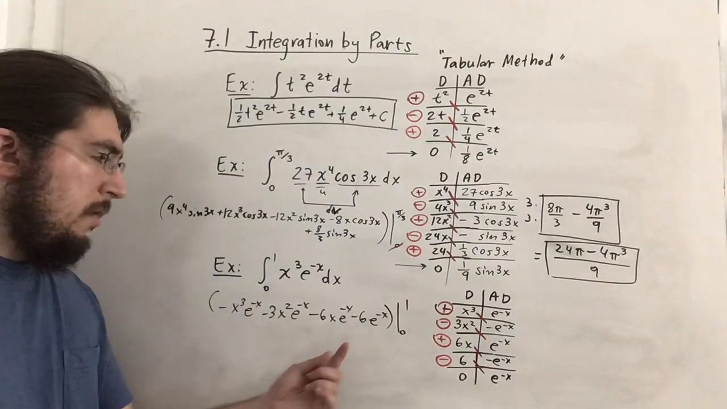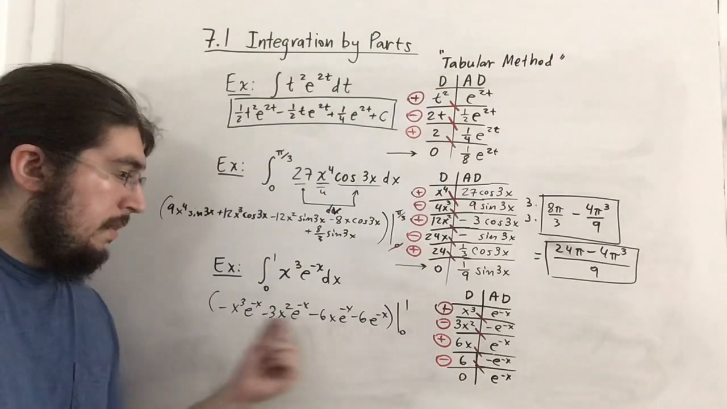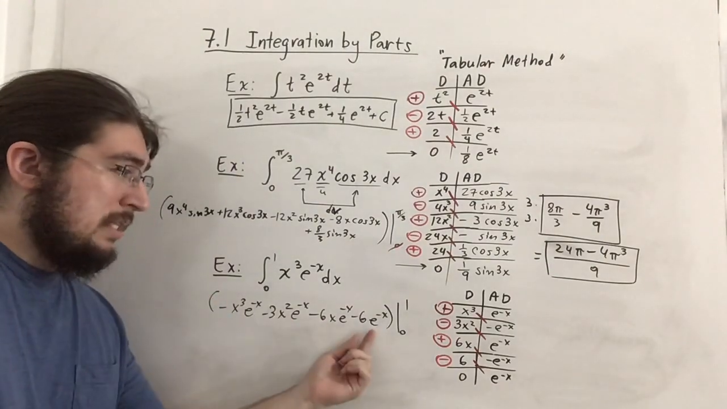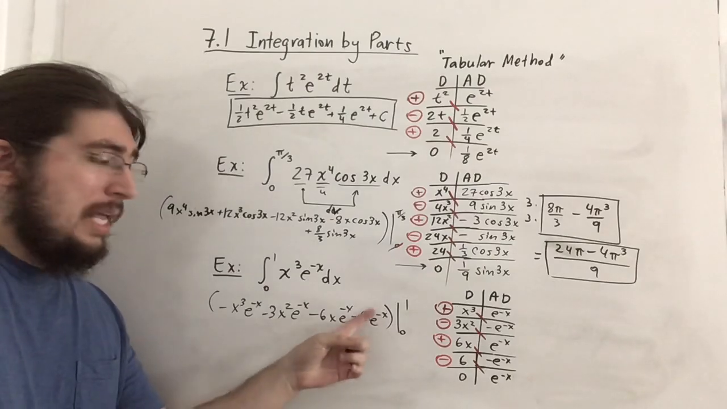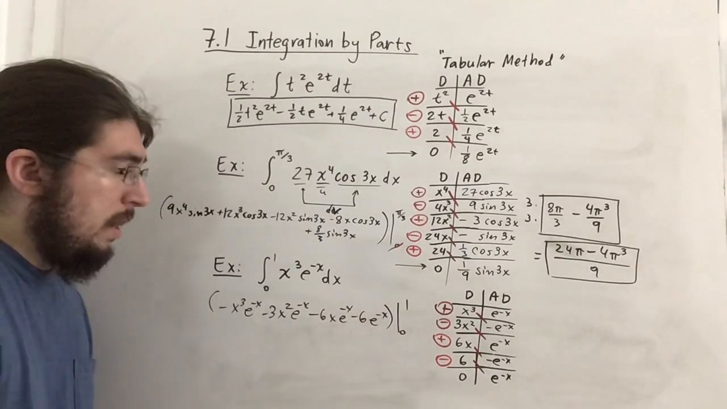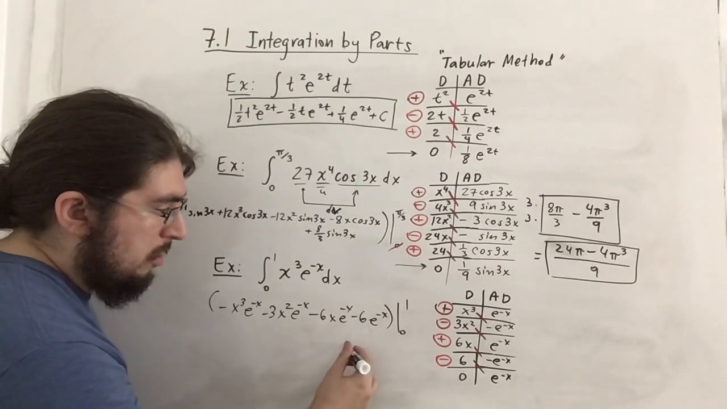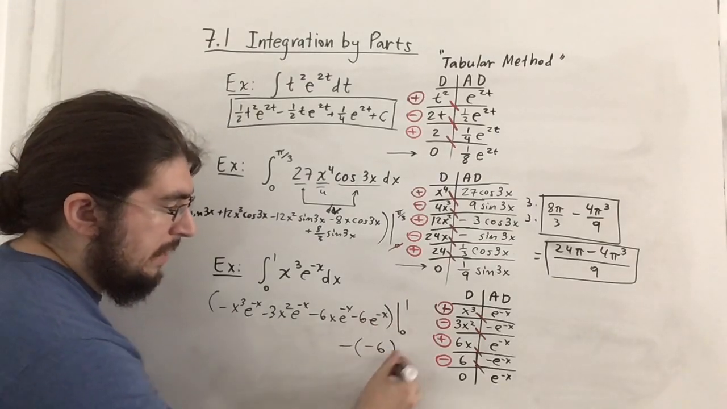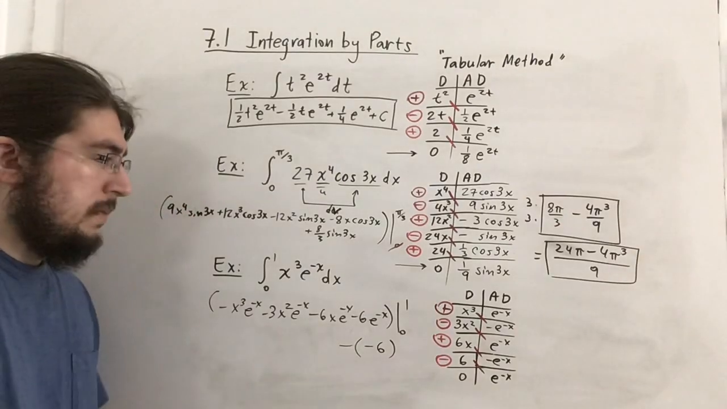And when we plug in 0, it's not just 0. These are all 0. The first three terms are because they contain an x in their product. But this last one is going to be negative 6 e to the 0. E to the 0 is 1. So when plugging in 0 to the last term, we're just going to get minus negative 6 e to the 0, which is just negative 6. So that's the last term considered.